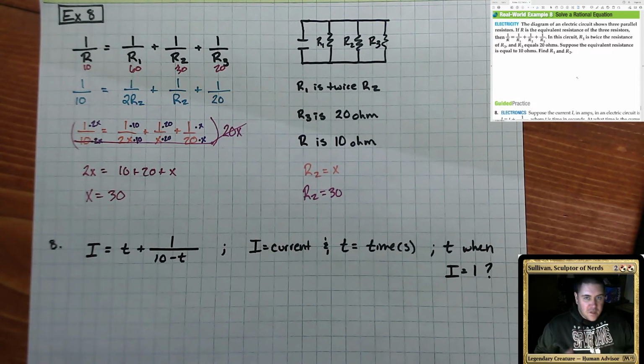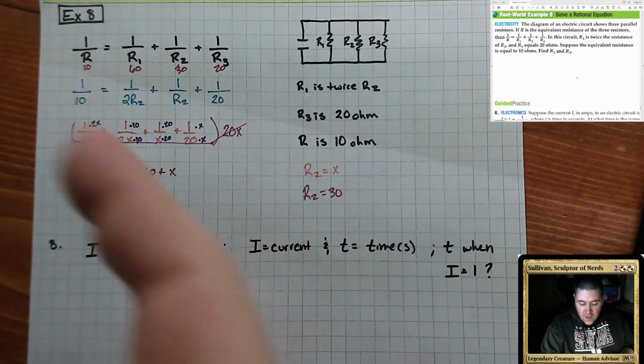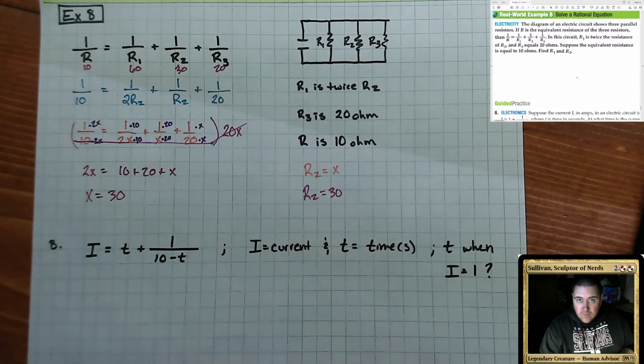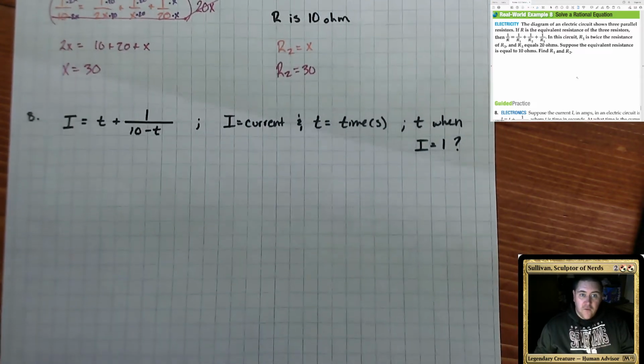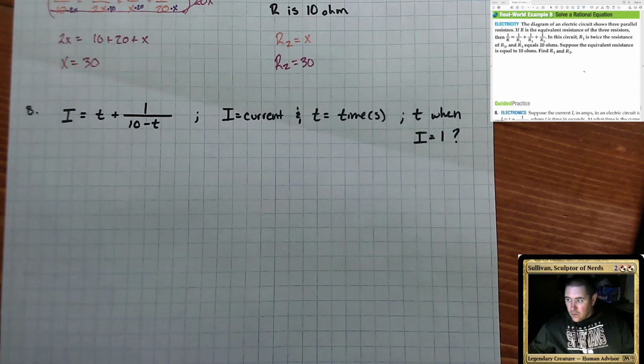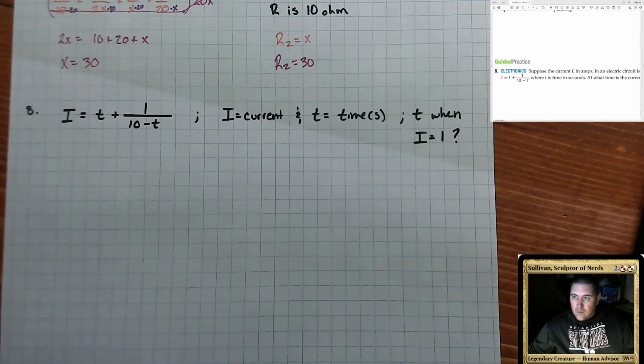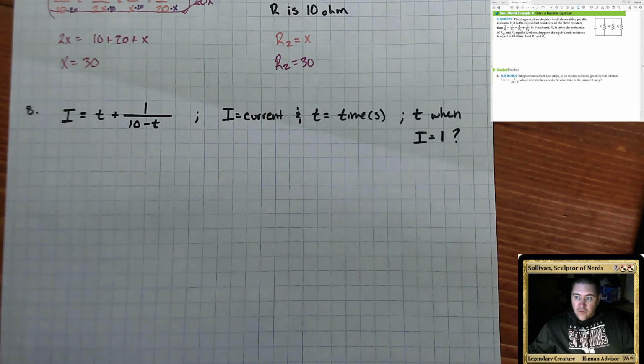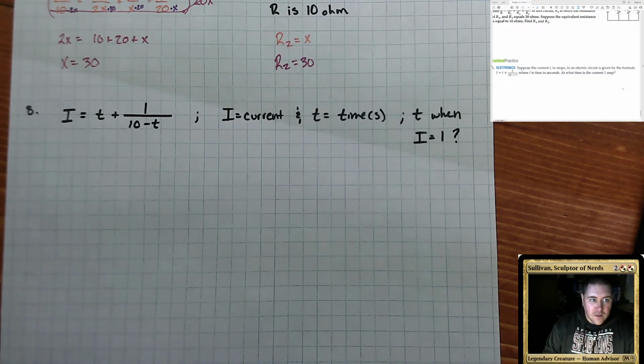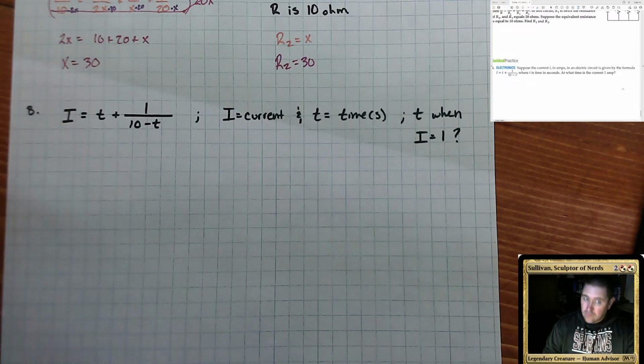So it's just an example of how I can use a rational equation if I have to. So scrolling on down, it's going to be the same business, except now it's a different formula. It says I is current, T is time. What time or times are there when my current is 1? So replace I with 1 and have at it.